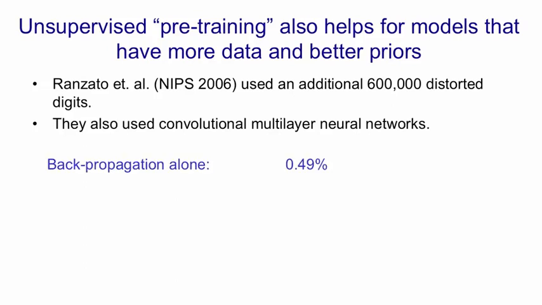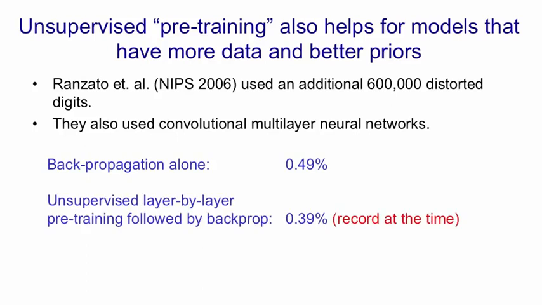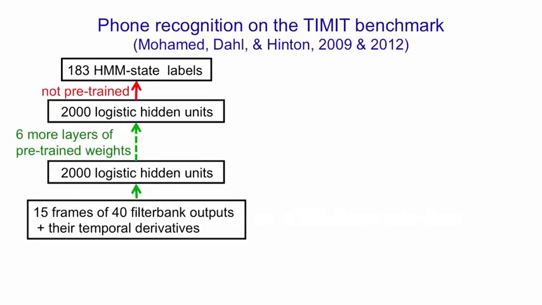With backpropagation alone, they managed to get down to 0.49%. When they did the unsupervised layer-by-layer pre-training, followed by backpropagation, they got down to 0.39%, which at the time was a record.